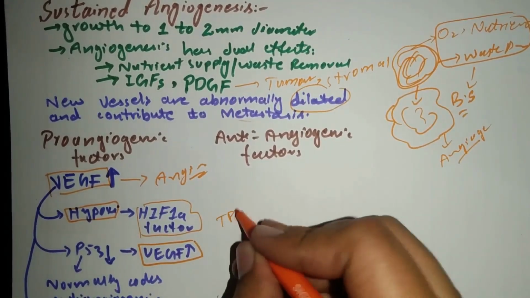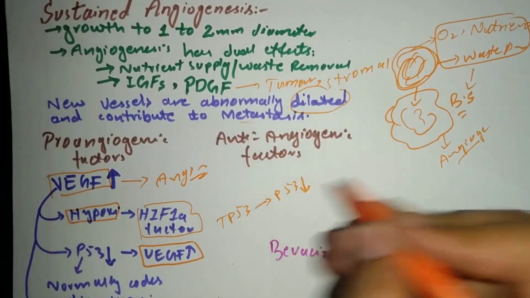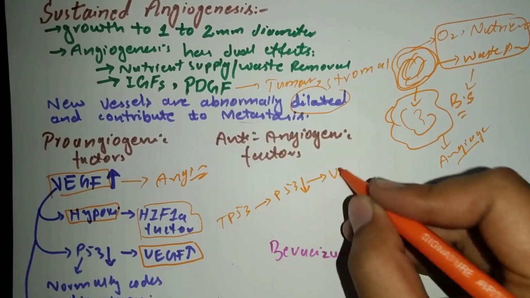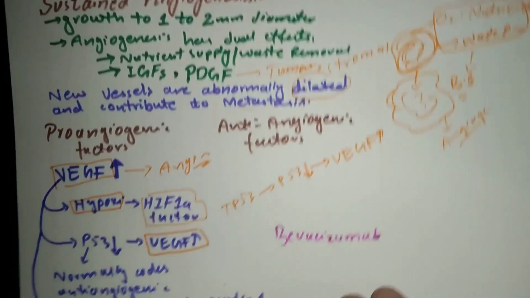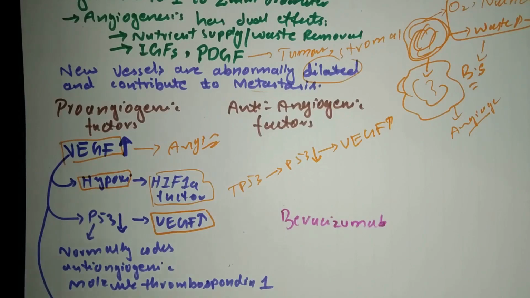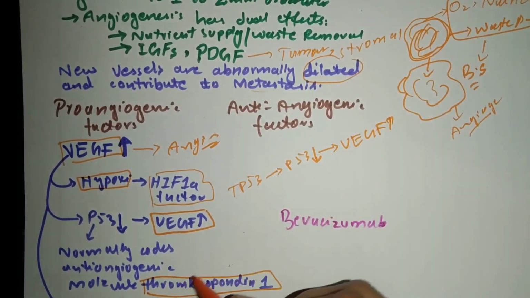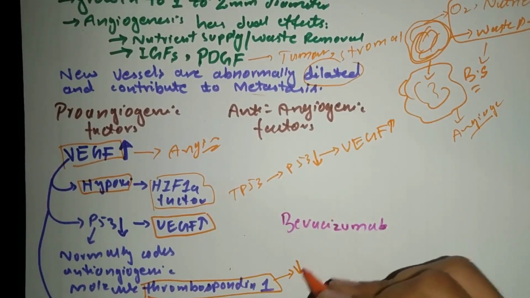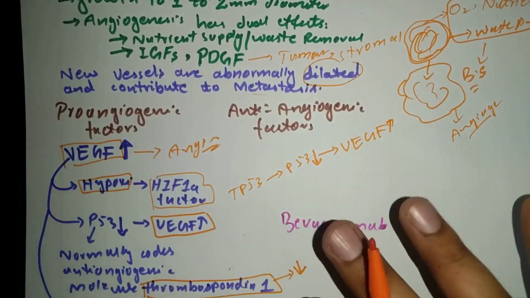So TP53 mutation in cancer cells decreases P53 protein, and a decrease in P53 protein increases the VEGF factor, or vascular endothelial growth factor. Okay. Moreover, P53 also normally encodes an anti-angiogenic factor, which is thrombospondin 1. Okay, so when P53 is mutated, this anti-angiogenic factor is also down regulated. So ultimately, this balance is shifted towards pro-angiogenic factors in cancer cells.